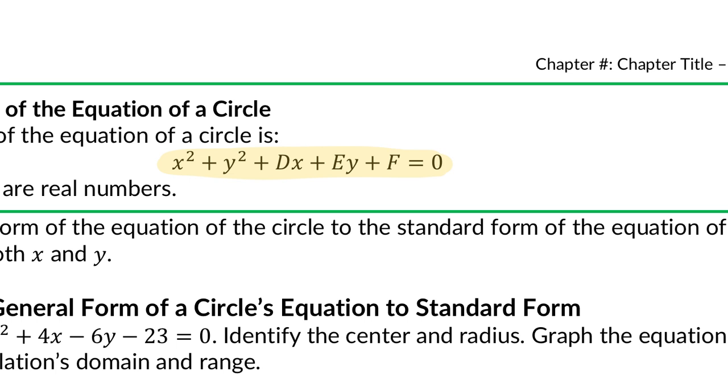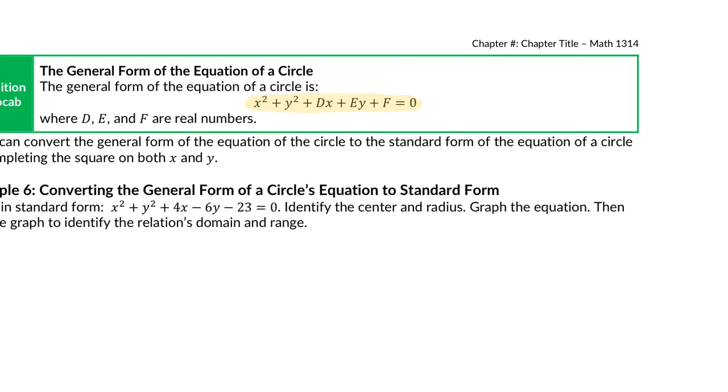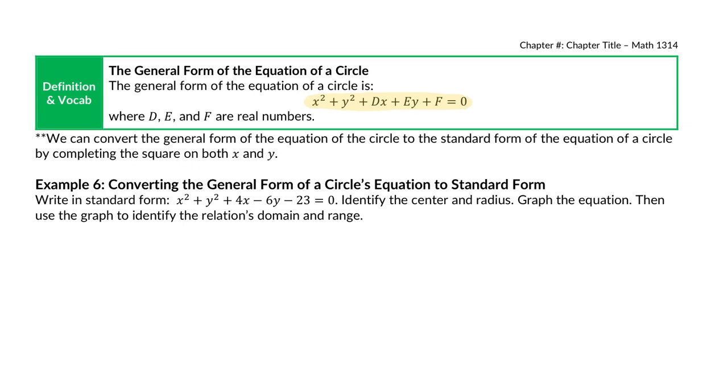We can take the general form of an equation of a circle and rewrite it so it's in standard form. Because in standard form, we know the center, we know the radius. We know nothing in general form. But in standard form, we know everything. So we need to be able to take the general form of the circle and convert it to standard form. The way that we do that is my favorite.